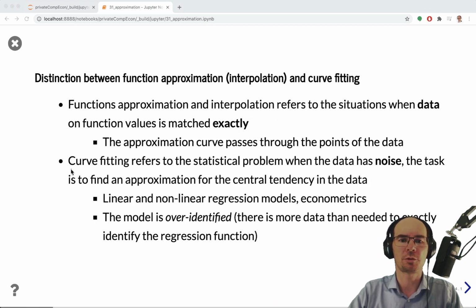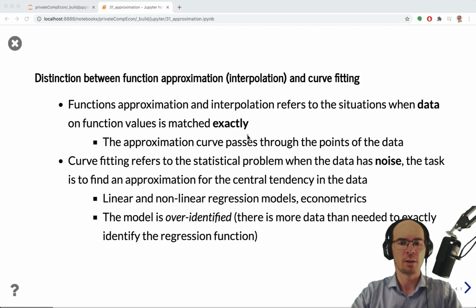On the other hand, we will have the curve fitting problem, and this is more of a statistical problem. In nonlinear and linear regressions, you're trying to fit a particular function to describe the central tendency in the data. So the fundamental difference here is that in the second case, we assume that the data has noise, right? So the data that we observe may be a little bit higher, a little bit lower than the function or the functional value that we're interested in.